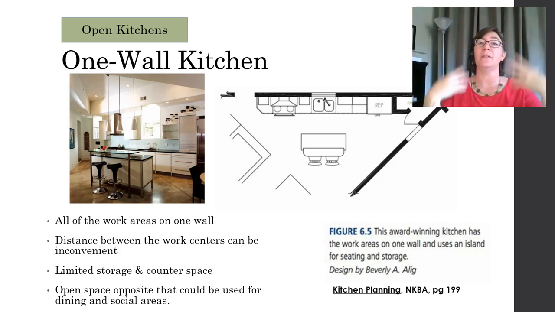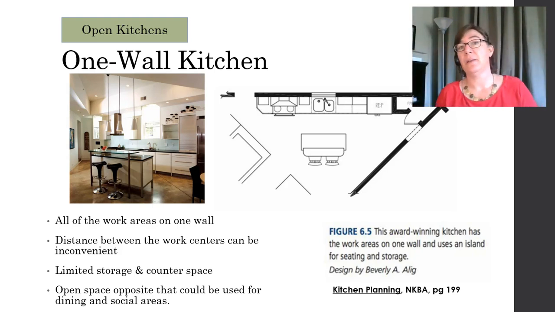It does have an open space opposite that is available for dining and social areas. So on your screen here, you have an example of a one-wall kitchen that I was kind of blown away at, because of how they fit it in the irregularly shaped space and still got a working kitchen out of this acute angle. This one is an example of a one-wall kitchen with an island, and so you can have that additional prep space and seating area.